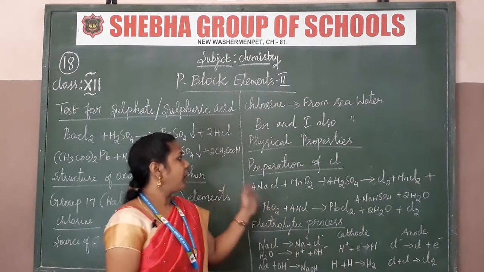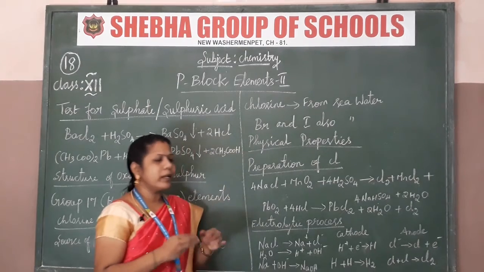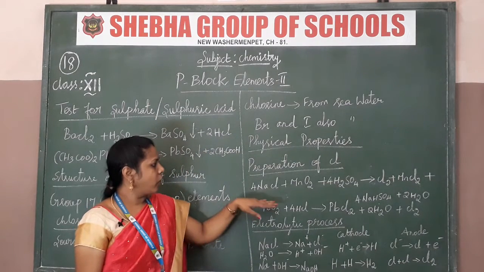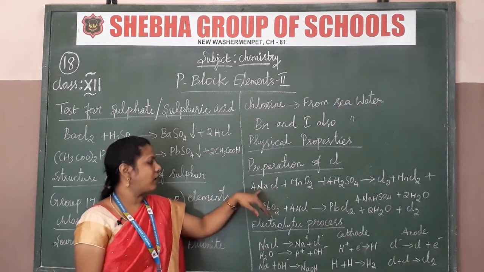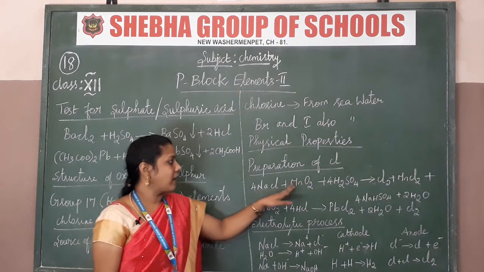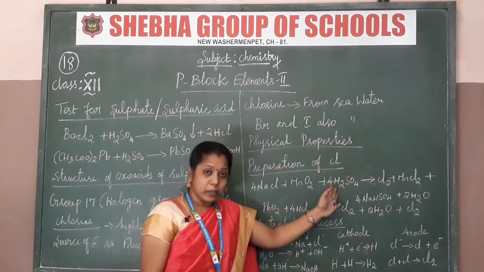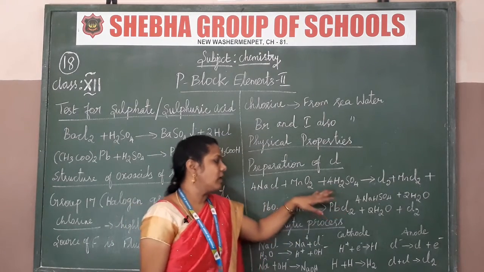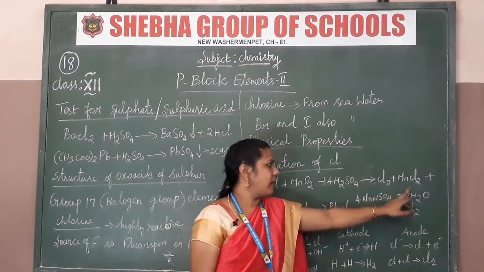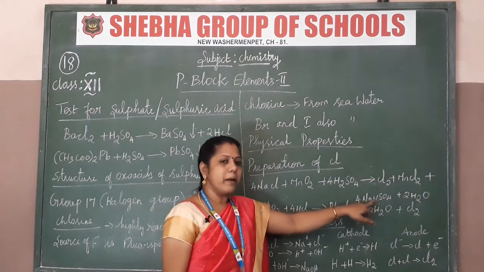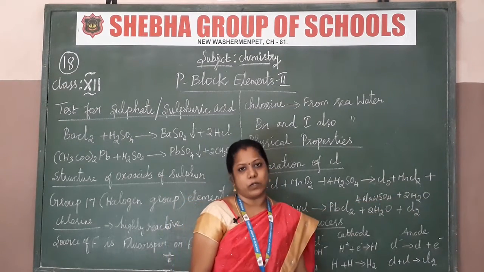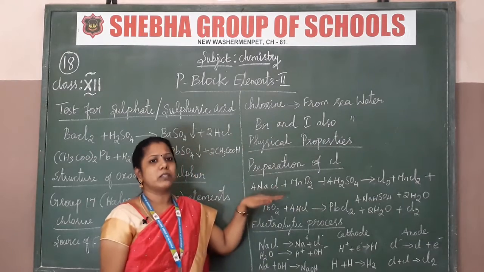Now the preparation of chlorine, how chlorine is prepared, I am going to explain through these equations. Sodium chloride reacts with manganese dioxide in the presence of sulfuric acid. We get chlorine and manganese chloride along with sodium bisulfate and water. So this is the main preparation of chlorine.